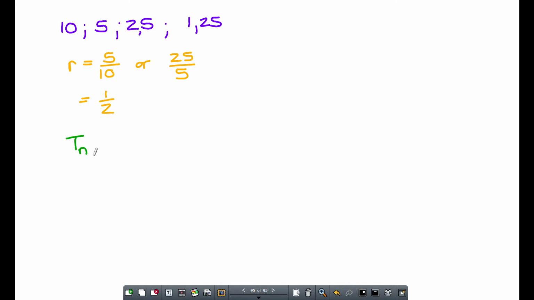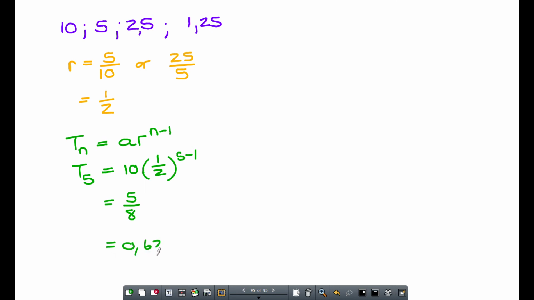Now, hulle wil die 5de term hê, but before we can get to that, we want to know term n. And because it's geometric, it would be AR to the power of n minus 1. So let's substitute n. Term 5: my A value was 10, R is a half, en dan tot die mag 5 minus 1. So that's going to give me 5 over 8, of as jy dit gaan skryf, 0,625.